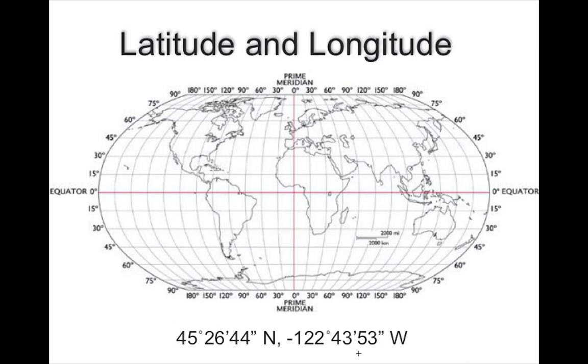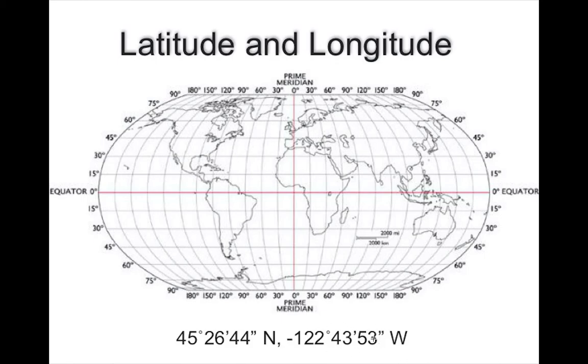Here at the bottom, this is what it looks like written out. Our first component, latitude, tells us how far north or south a spot is from the equator. The equator is this red line that runs across the middle of Earth. If the numbers are positive, it's north of the equator, going all the way up to positive 90. If the numbers are negative, or there's an S at the end here, it goes all the way down to negative 90.